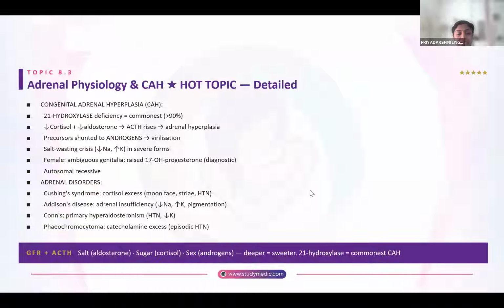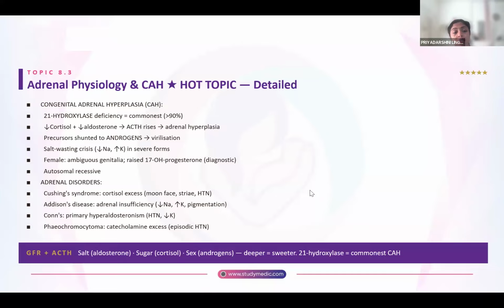Now, let's look into Addison's disease. In Addison's disease, what happens? There is adrenal insufficiency. The classical or key feature of Addison's disease is the pigmentation that the individual has, the bronze pigmentation, as we call it. And here the individual is going to have hyponatremia and hyperkalemia. Keep this in mind for Addison's disease.